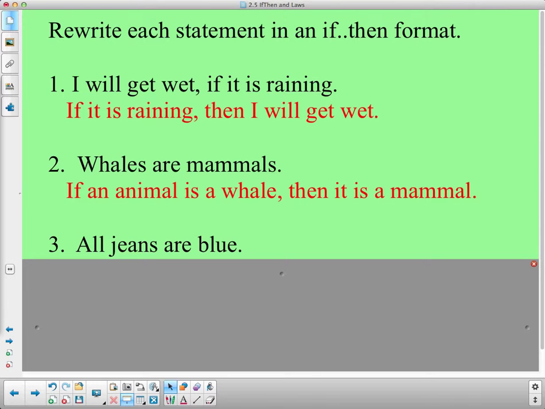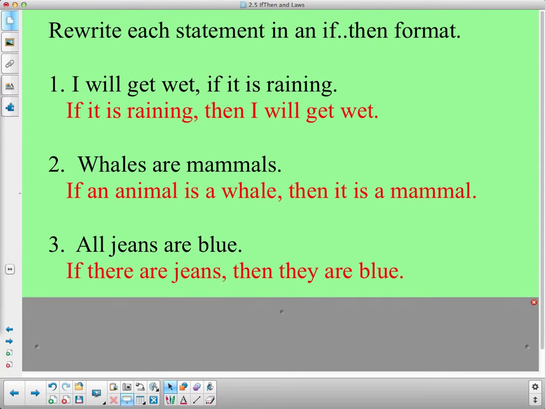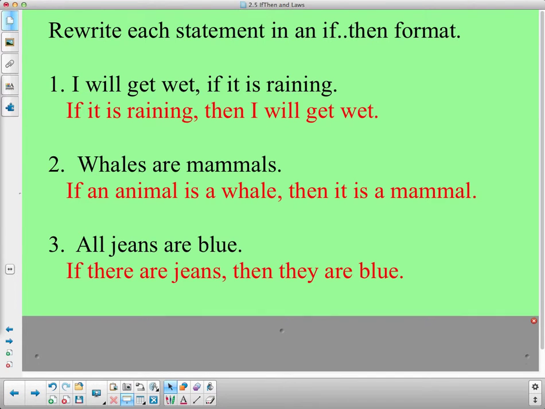I think an animal. You have to add a few words. Think you got it, Brandon? If you have jeans, then they are blue. Did you get hypothesis and conclusion correct? You did. A little bit different version. Now, you want the idea if jeans then blue, but you had to make it make sense, okay? If there are jeans, then they are blue.